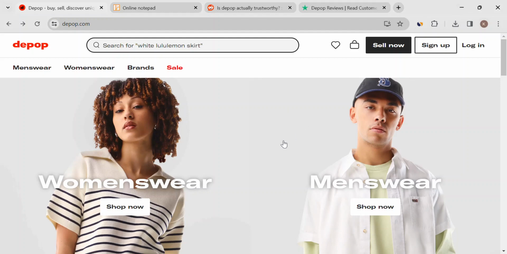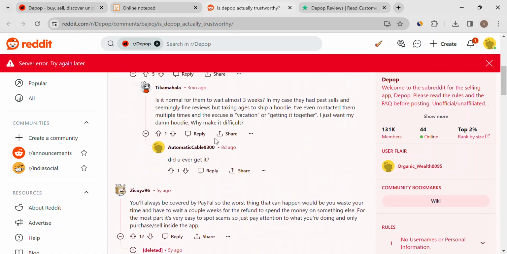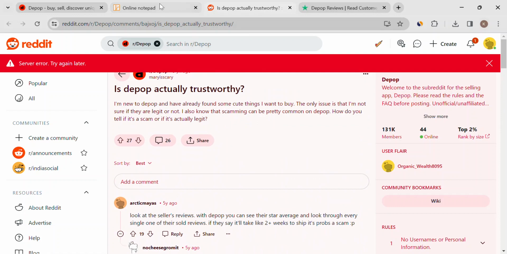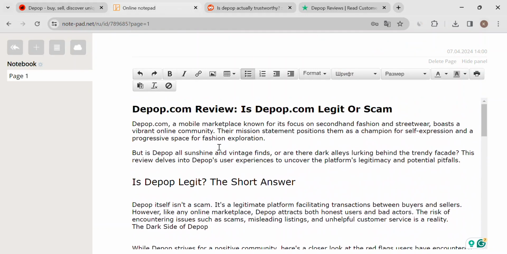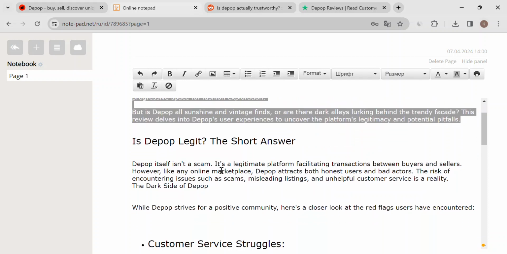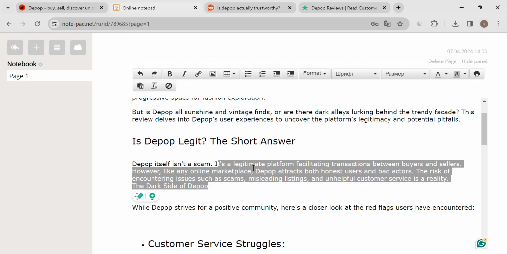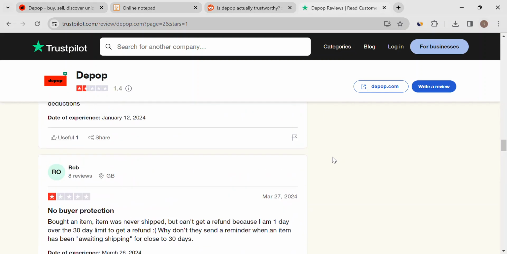Today we're diving deep into the world of Depop, the app everyone's raving about for scoring unique threads. But before you jump in and spend all your dough, let's spill the tea on whether Depop is legit or just a pretty facade. Depop looks amazing, right? It's all about secondhand fashion, streetwear, and a super cool online community. They even say it's a place to express yourself and explore your fashion finds. But hold on. Is it all sunshine and vintage tees?